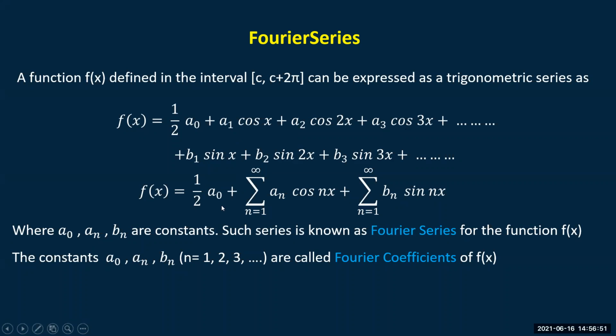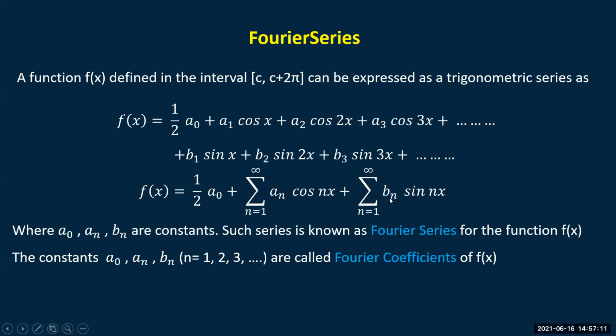You see, 1 by 2 into a naught plus summation from n equals 1 to infinity. If you write all these things together, it can be written as an into cos nx, right? When you write these things in a summation form, as we had seen with series earlier, we can write it as n equals 1 to infinity bn into sin nx, right?